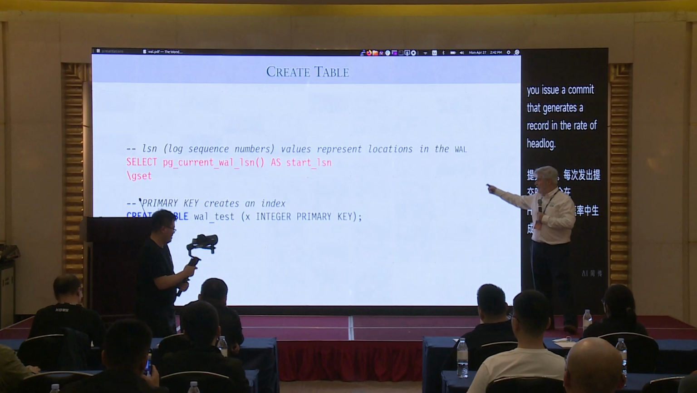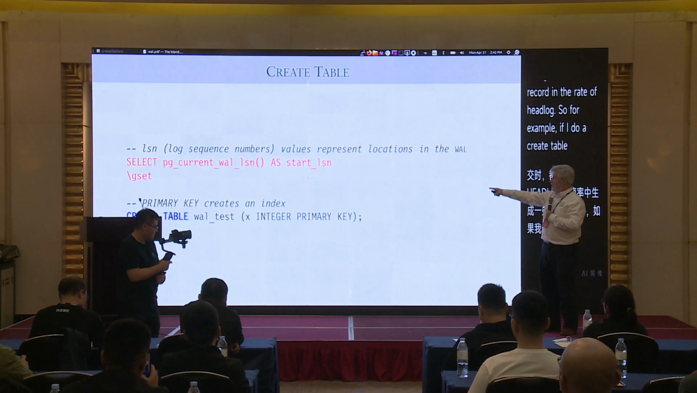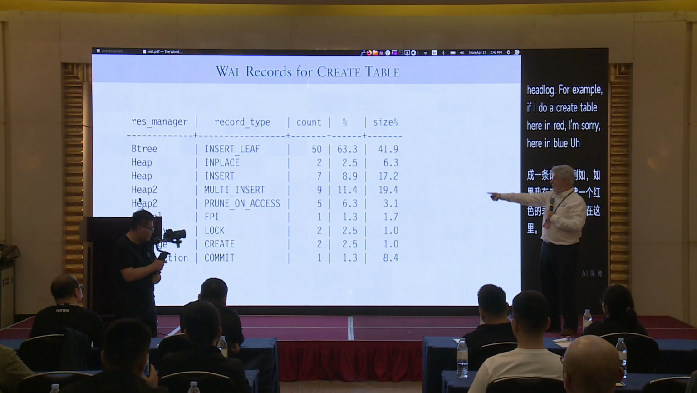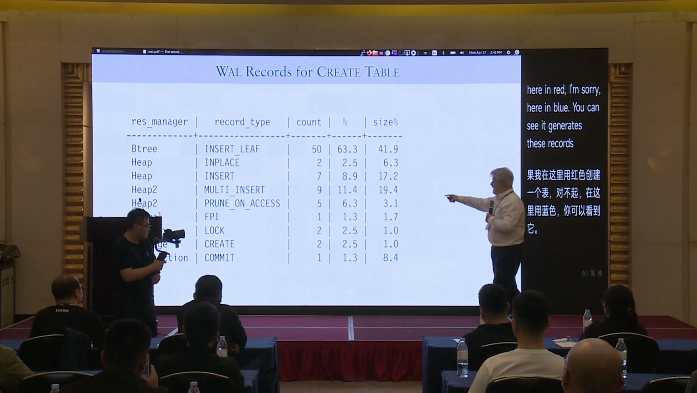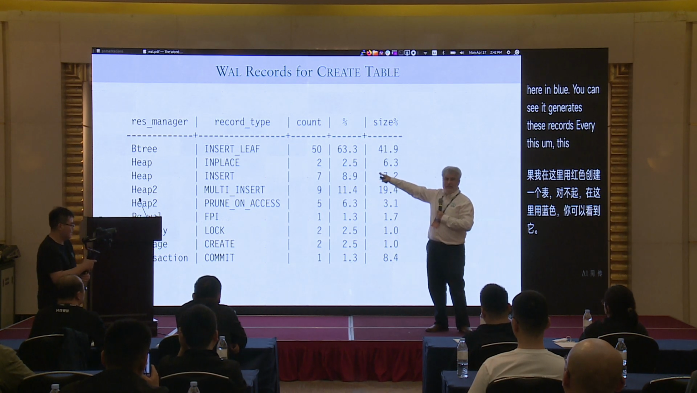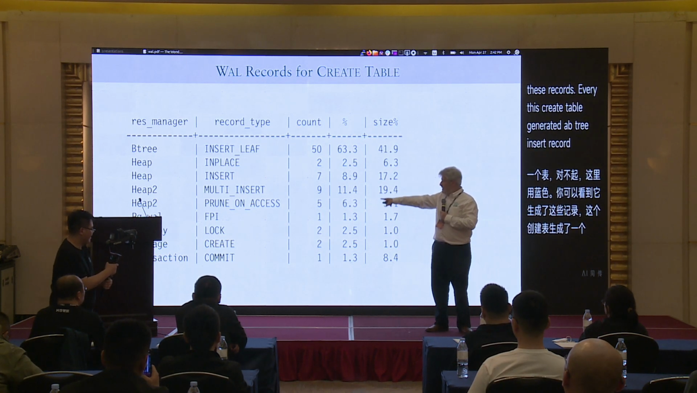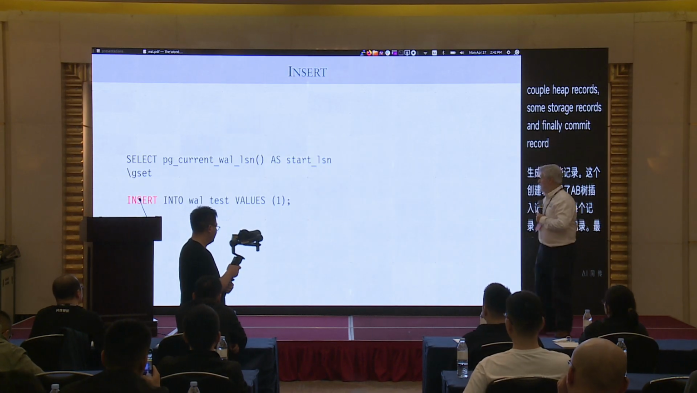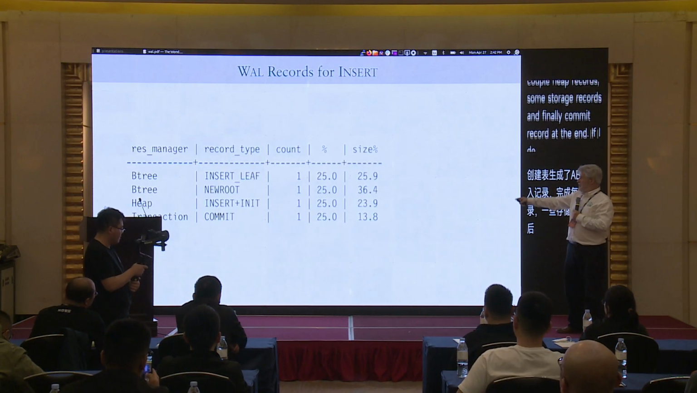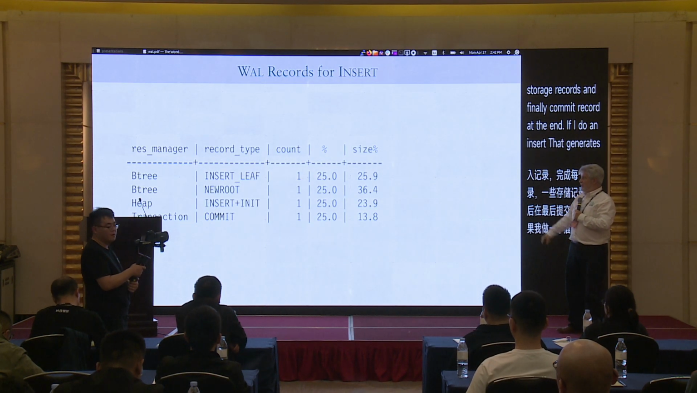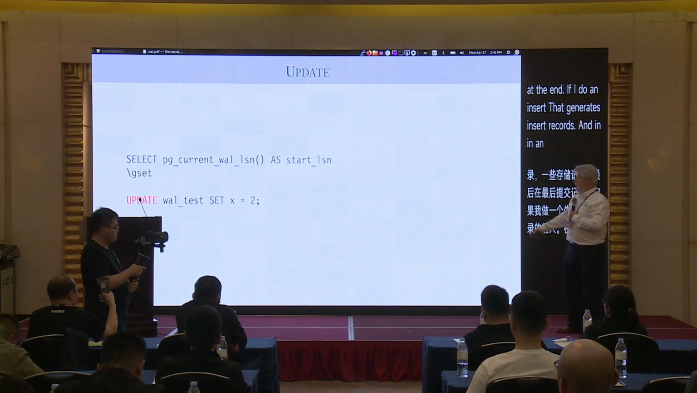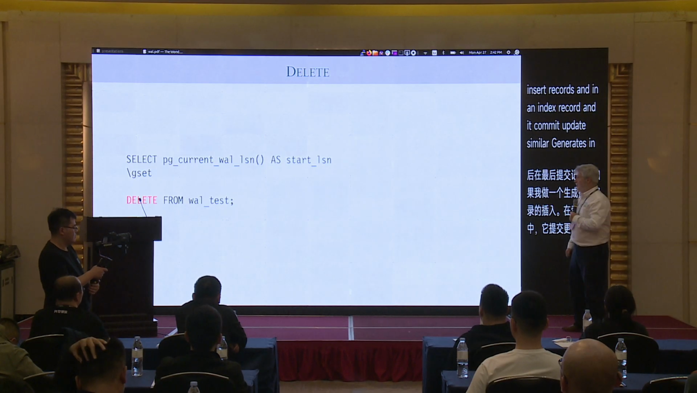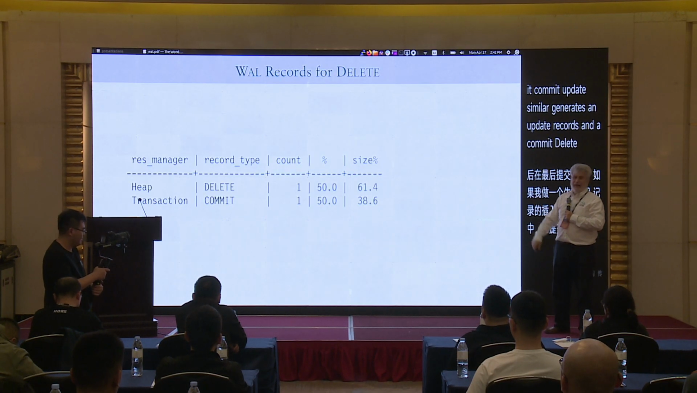So for example, if I do a create table here in red, here in blue, you can see it generates these records. This create table generated a B-tree insert record, a couple heap records, some storage records, and finally the commit record at the end. If I do an insert, that generates insert records and an index record and a commit. Update, similar, generates update records and a commit. Delete generates a delete record and a commit.